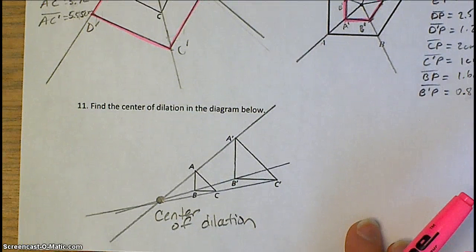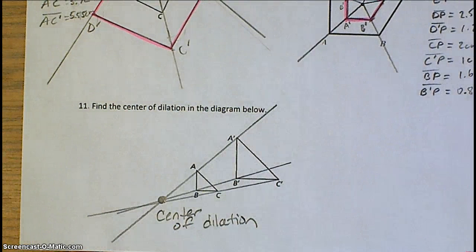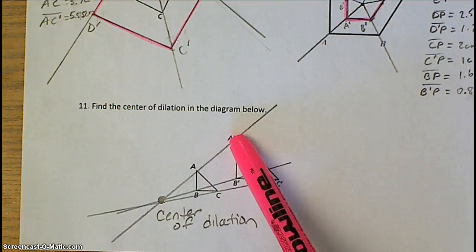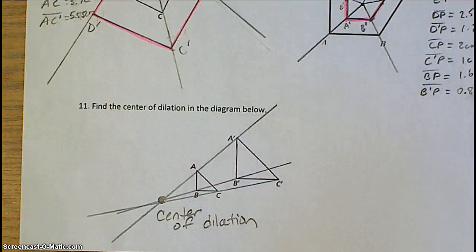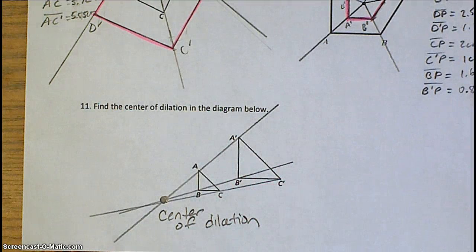For question number 11, it asks you to locate the center of dilation, so that point. And the way that you would find that is by connecting your prime to your pre-image vertex, connect them all, and they should all meet at one point. That would be your center of dilation.